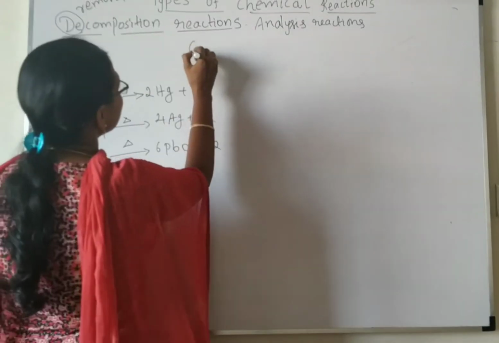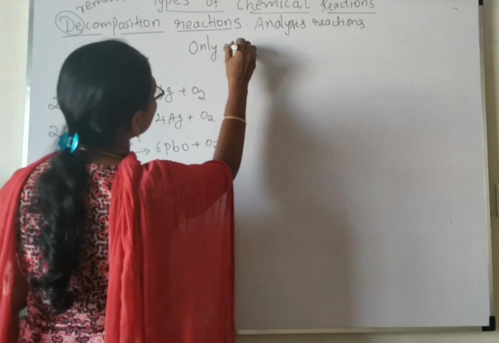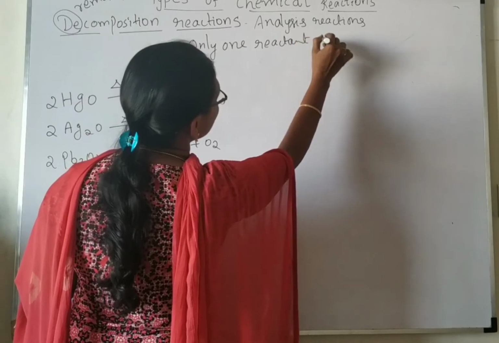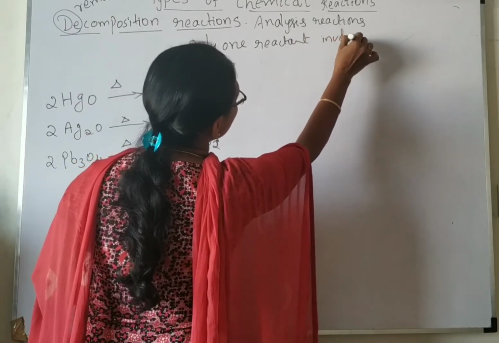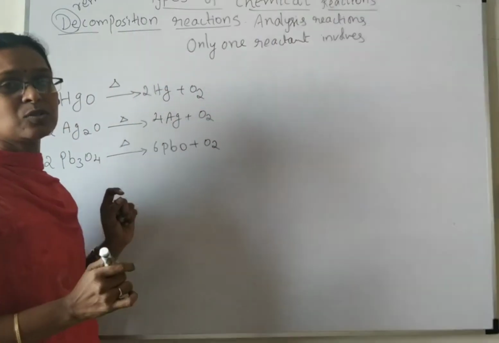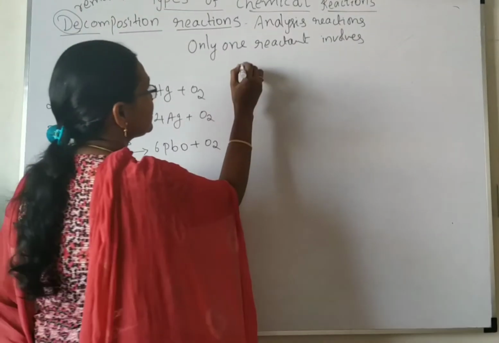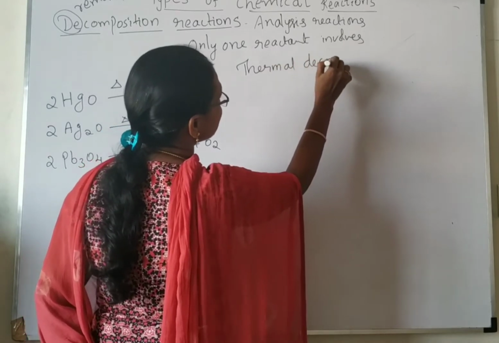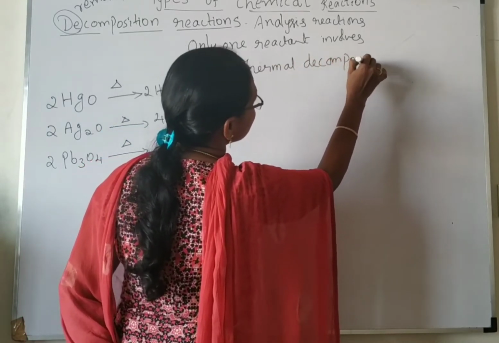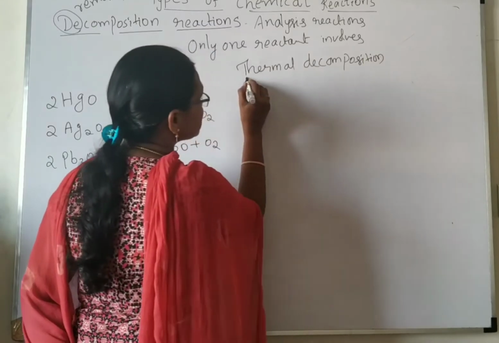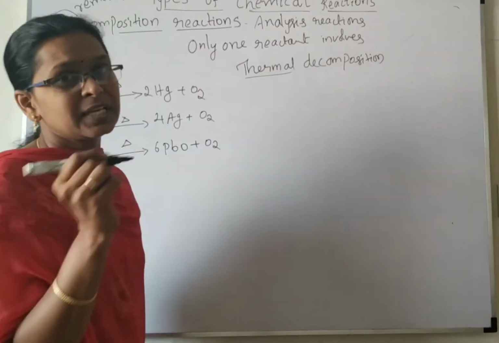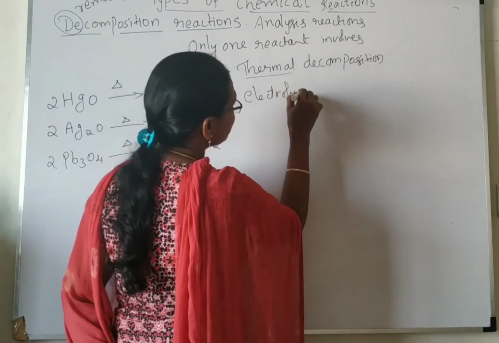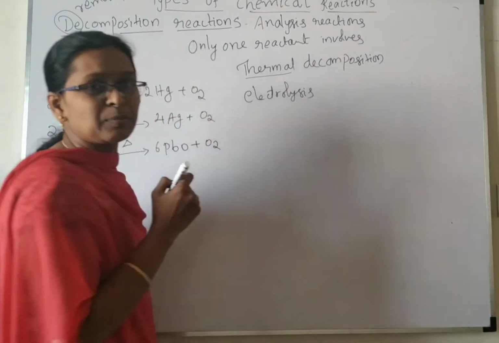So in decomposition, only one reactant is involved. Okay. In decomposition reactions, we can call these thermal decomposition. The decomposition reactions are happening in the presence of heat. Okay. Thermal means heat. Next, electrolysis. By applying electrolysis also we can see decomposition happening.